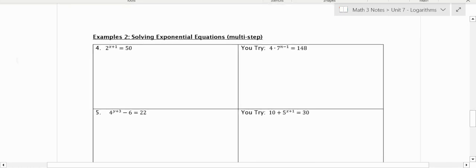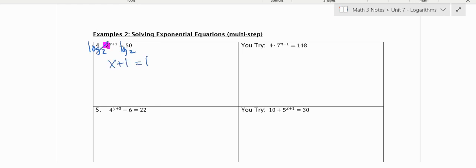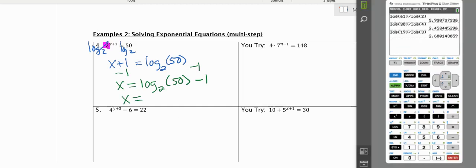For the next example, same thing. We just might have to do a couple other steps. If I isolate my base of 2, which is already isolated, I'm going to do log base 2 of each side. So x plus 1 equals log base 2 of 50, which again is just a number. I'm going to leave it in that form just for right now, and then solve for x. So log base 2 of 50 minus 1. Then I could put all of that into my calculator.